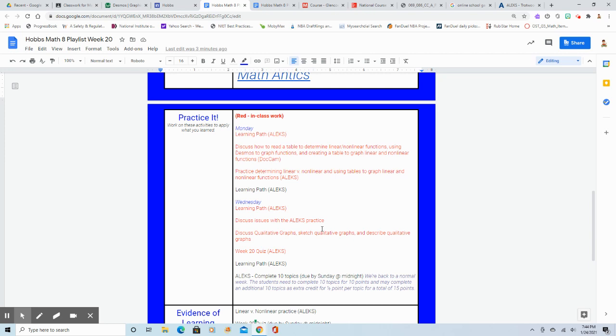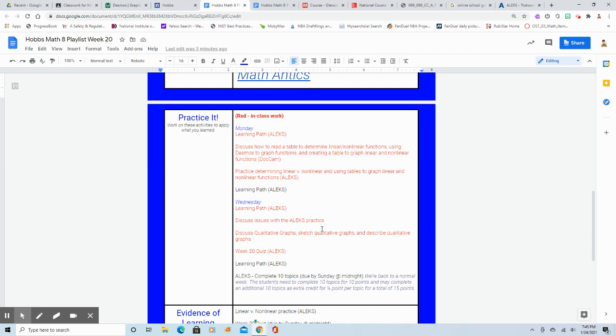It's new stuff. So we're going to discuss how to read a table to determine linear and nonlinear functions, using Desmos to graph functions. That's a calculator. And creating a table to graph linear and nonlinear functions. I'm going to use a document camera on that. So there will not be a lesson this week that if they miss, they can catch up on.